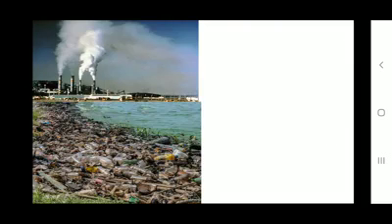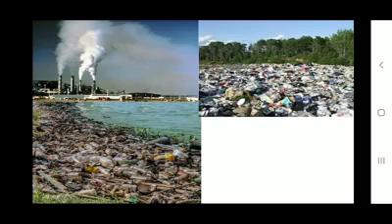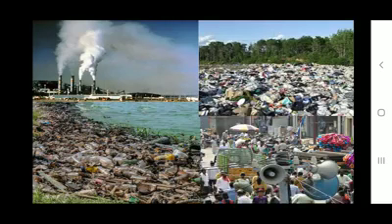This is the picture related to air pollution. This is the picture related to water pollution. This is the picture showing land pollution. And at last, this is the picture related to noise pollution.